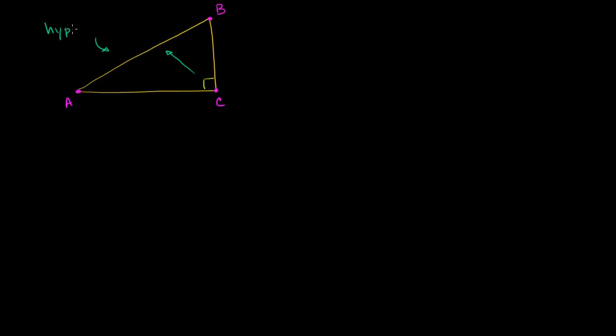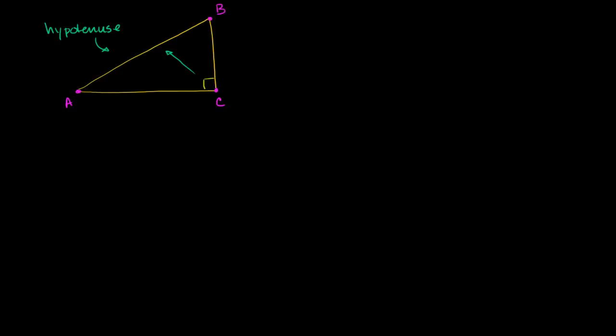It's a very fancy word for a fairly simple idea, just the longest side of a right triangle, or the side opposite the 90-degree angle. And it's just good to know that, because someone might say hypotenuse. You're like, oh, they're just talking about this side right here, the longest side, the side opposite the 90-degree angle.